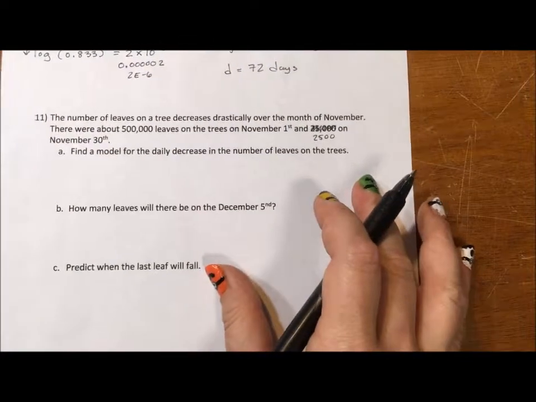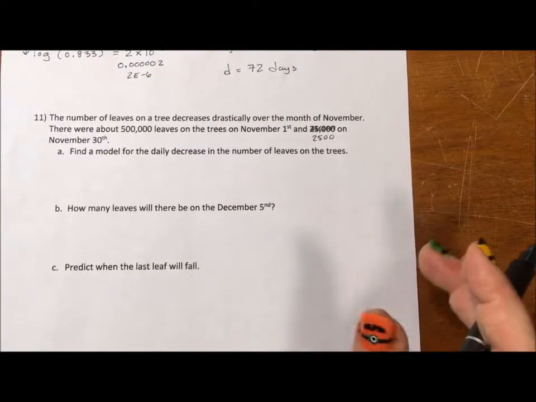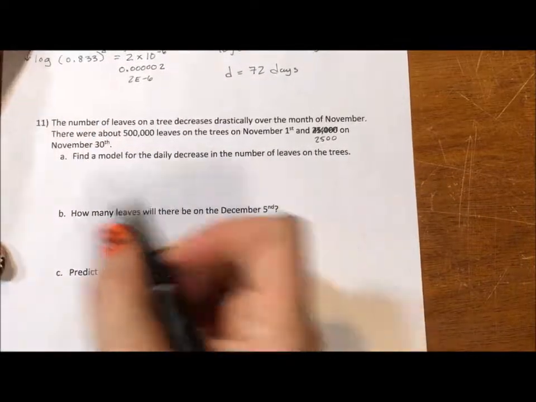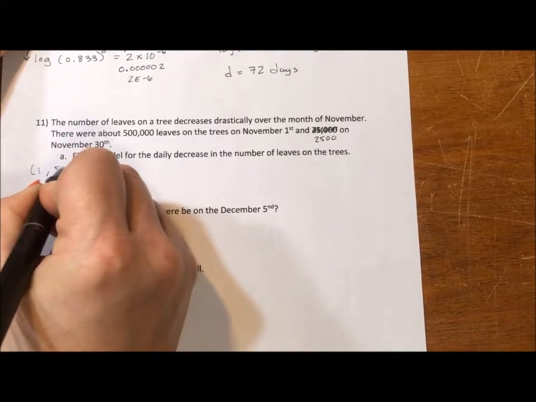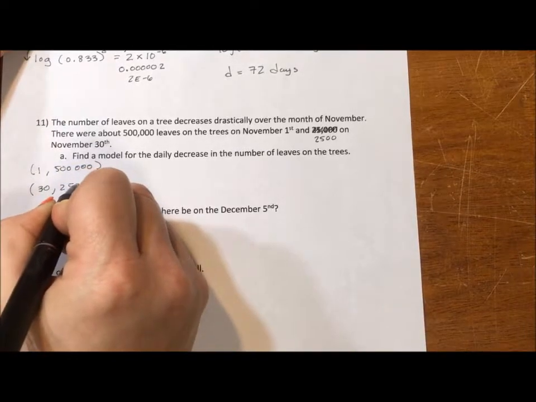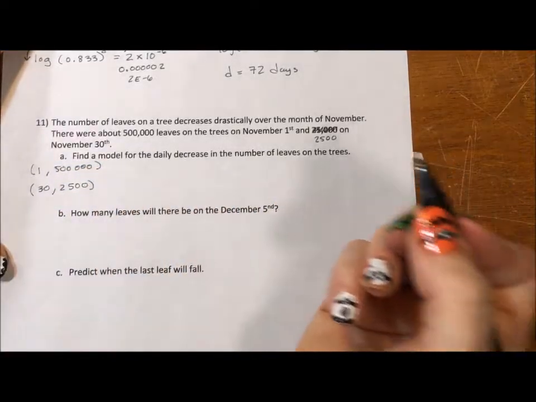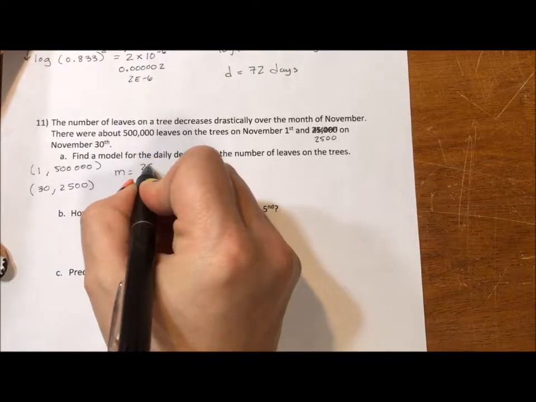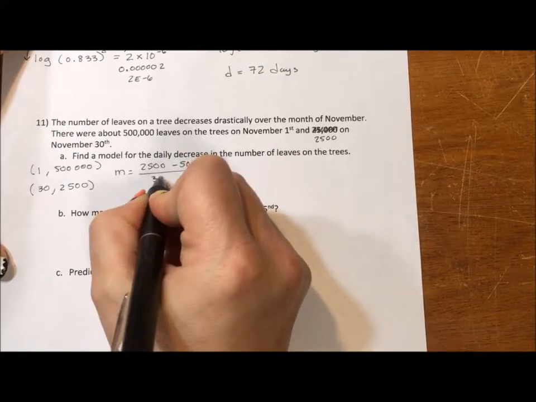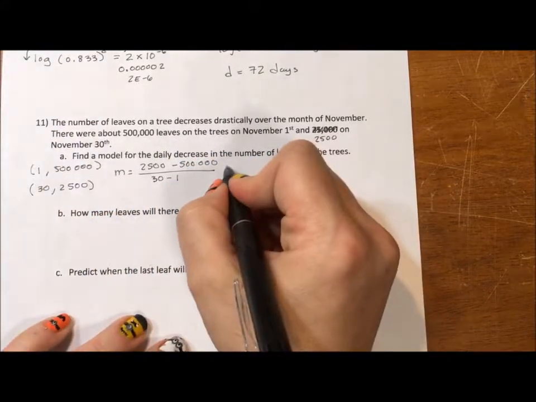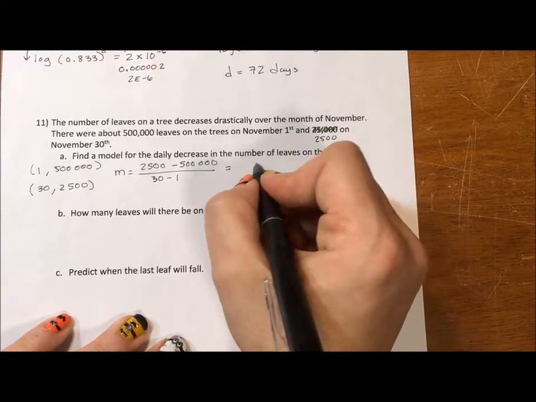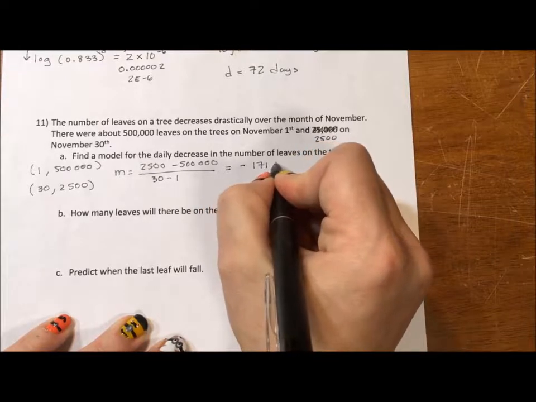Okay. But what if this was linear? It says the number of leaves, we have the same numbers. On November 1st, there were 500,000 leaves, and on November 30th, there were 2,500. What if this is linear? So M is equal to 2,500 minus 500,000 divided by 30 minus 1, and we get a slope of negative 17,155.